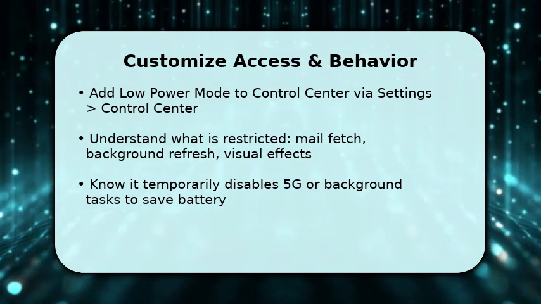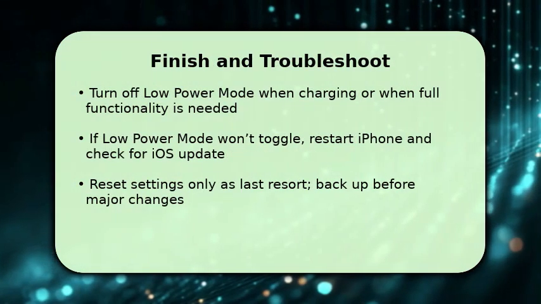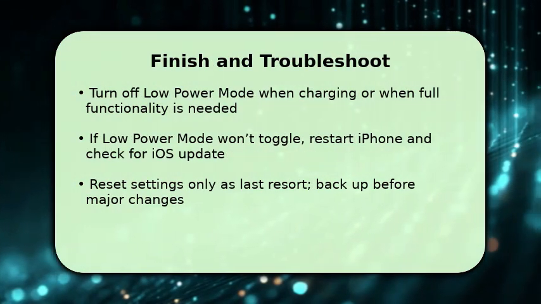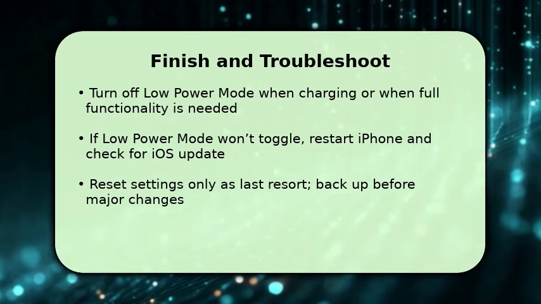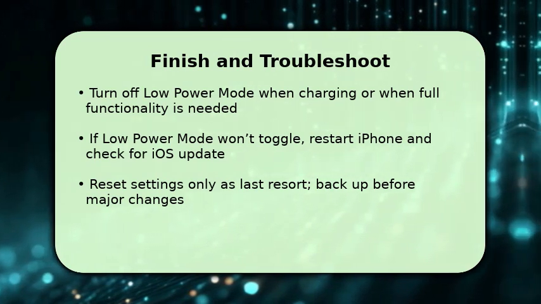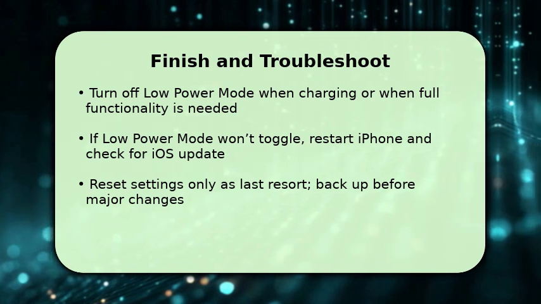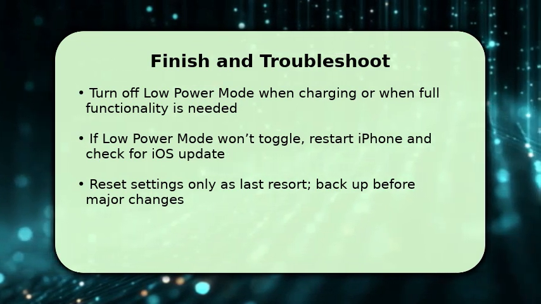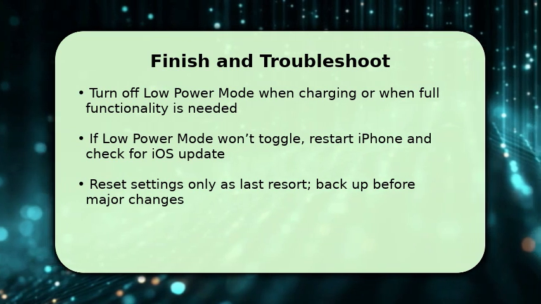To finish, turn low power mode off when you plug in your iPhone or when you need full performance. Charging to 80% or above typically restores normal behavior. If the toggle refuses to change, restart your device first because a simple reboot resolves many temporary glitches.